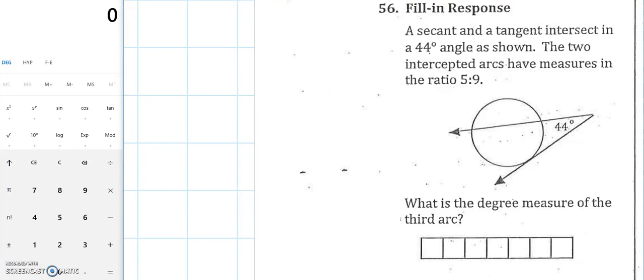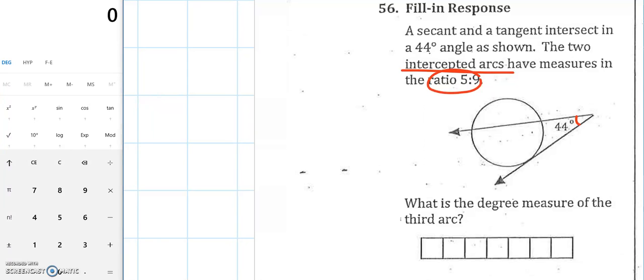All right, now this question is a circle question. Now they're giving you a secant, which is the line that crosses into the circle, and a tangent, which is the one that just touches the circle at one point, and they're forming an external angle here at 44 degrees. Now they're telling us the two intercepted arcs of the circle are in the ratio 5:9. Now, one of them is going to be 5, one of them is going to be 9.